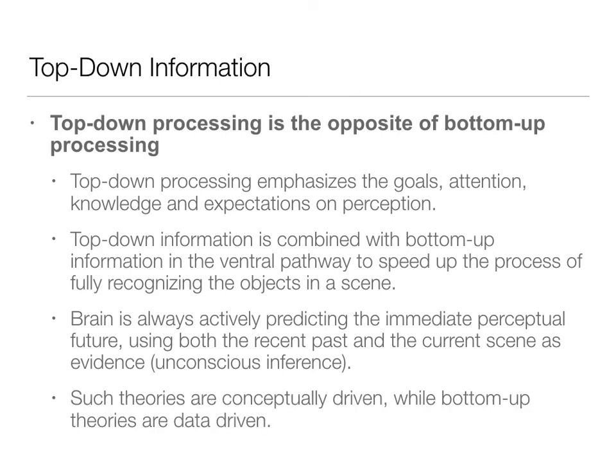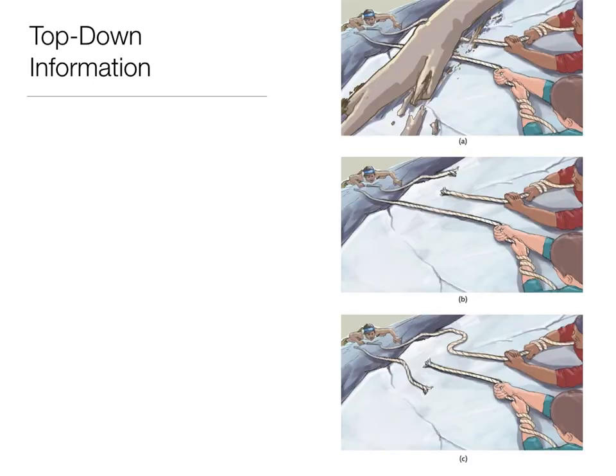Theories of top-down processing are really more conceptually driven, while bottom-up processing theories are data-driven. So this is why we've spent so much time talking about bottom-up theories, because those are data-driven and we have a lot of data to back those up. Those are really easy to quantify. Top-down theories are a lot harder to quantify, which means they're a lot harder to measure, which means they're a lot harder to do. So we have a lot less information about that.